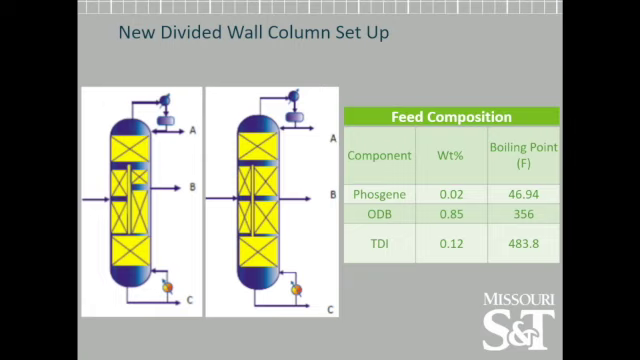In the first picture, the side draw location of B is shifted up because the boiling point difference is largest between ODB and phosgene. Therefore, less column height is needed for the separation of these 2 components. In the second picture, it demonstrates that we would also shift the wall closer to the feed side of the column, since the mass flow of ODB is expected to be considerably higher than the other 2 streams.